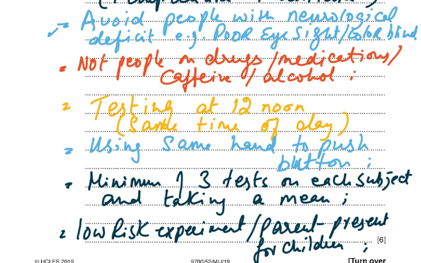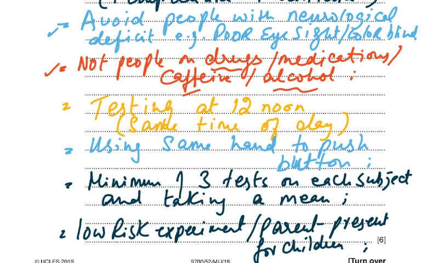So then we would ensure that there were no people on drugs. There could be people with neurological issues taking some medicines, or they could be on caffeine, or they could be alcoholics. So all those conditions would be ruled out when we selected the people for this experiment.